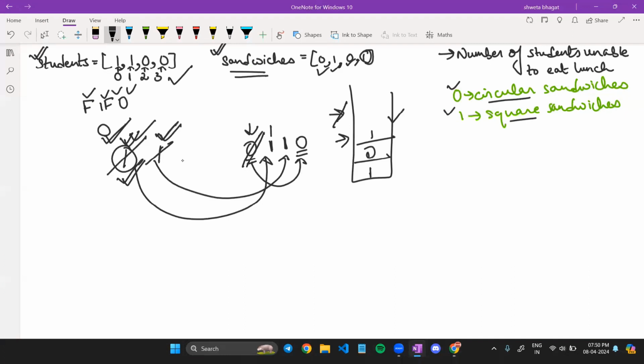Now what do we have? We have this child again at the front of the line. Now what does this child want? This child wants a square sandwich and we have a square sandwich at the top. So what will happen? This child's order will get served and he will get this square sandwich.